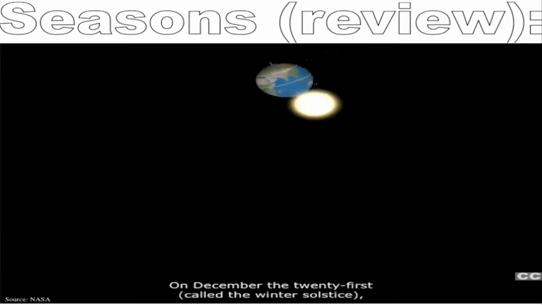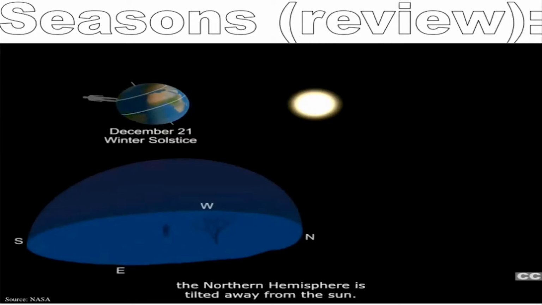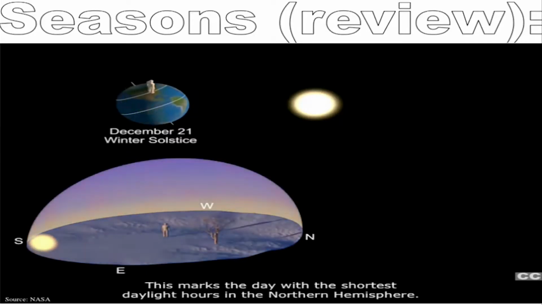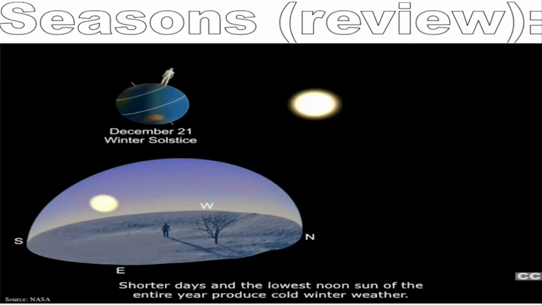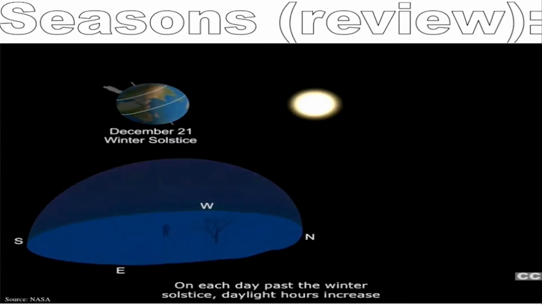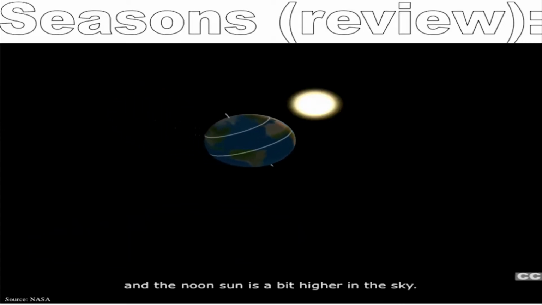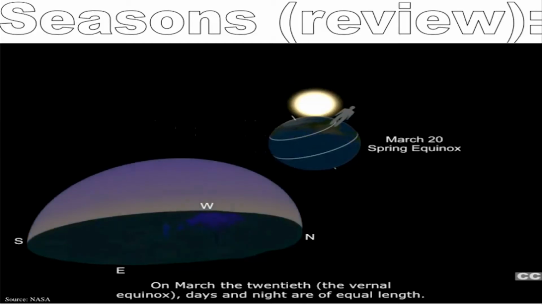On December the 21st, called the winter solstice, the northern hemisphere is tilted away from the sun. This marks the day with the shortest daylight hours in the northern hemisphere. Shorter days and the lowest noon sun of the entire year produce cold winter weather. On each day past the winter solstice, daylight hours increase and the noon sun is a bit higher in the sky.